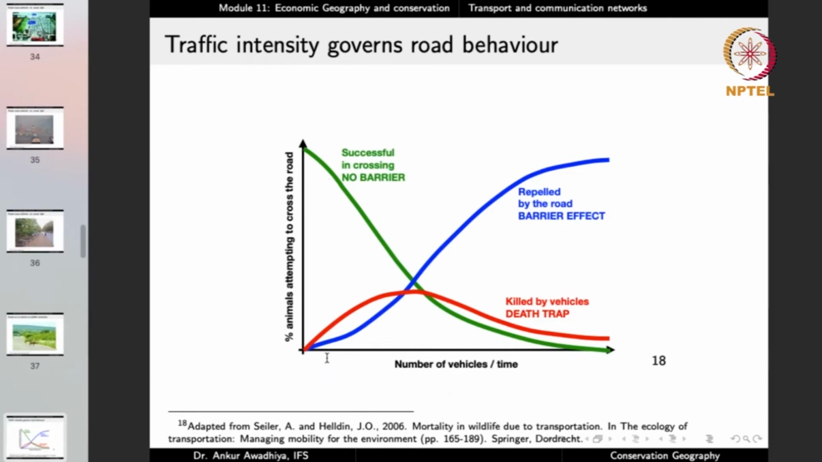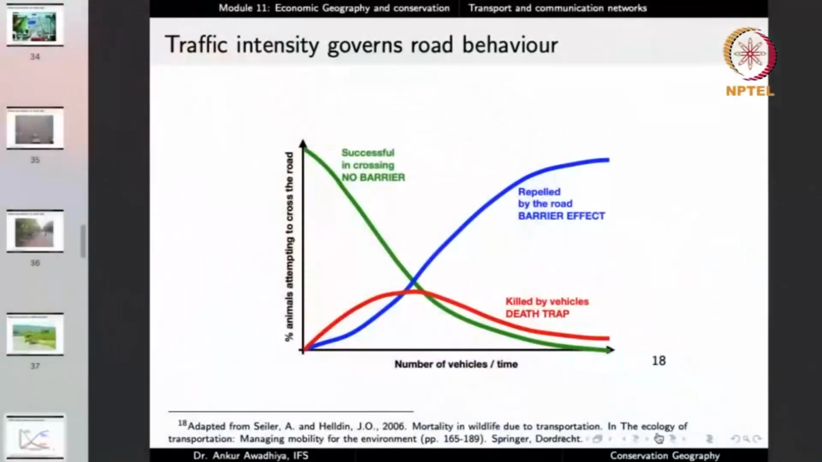In the first stage, when you have a very less number of vehicles that are plying on the road, you will have a situation that when the animal reaches the road to cross it, it is actually able to cross it, because the vehicular density is so less that there is a very less chance of the animal dying because of an accident. And plus, because the vehicular density is very less, the animal does not see a vehicle, it does not hear a vehicle, and so it is not afraid, so very easily it crosses the road. So that is the first stage.